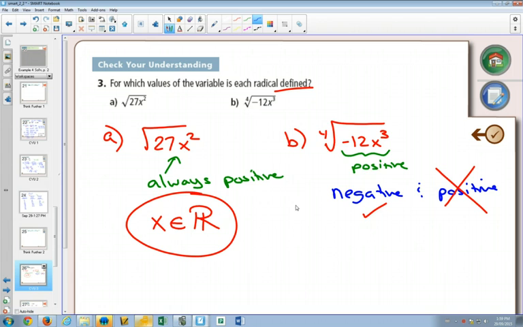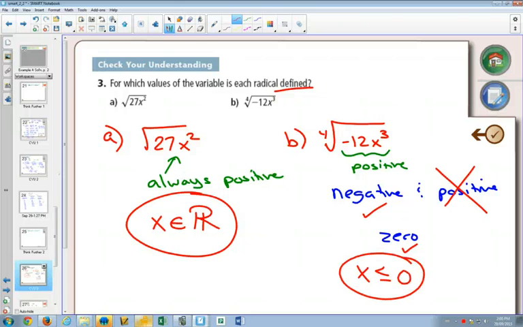What about 0? Is 0 okay? Yes, because negative 12 times 0 will be 0, and the square root, cube root, fourth root, or any root of 0 is still 0. So now all of our negative numbers work and 0 works, so this one is defined when x is less than or equal to 0. And that'll be our solution.